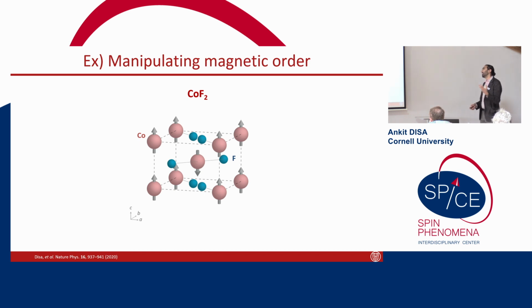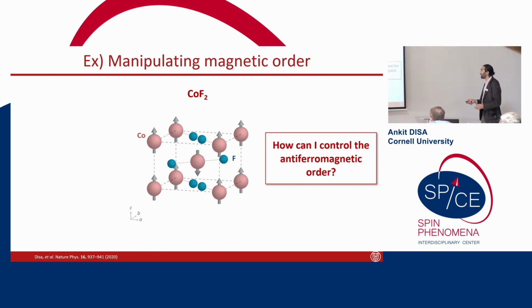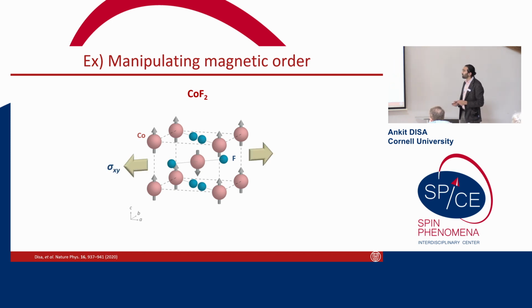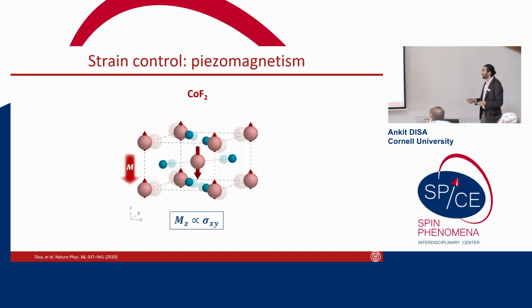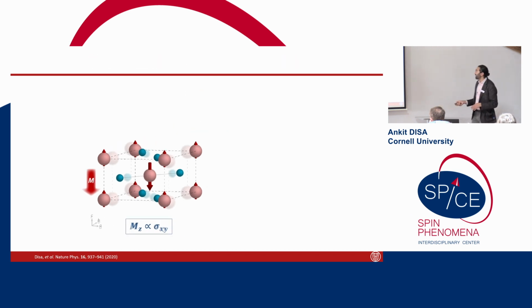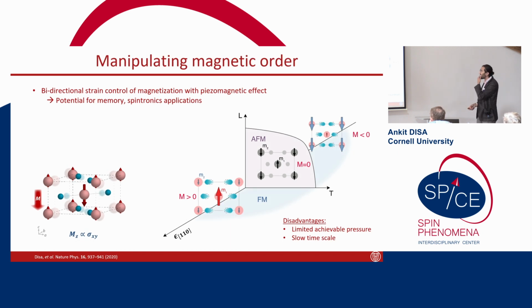But it also has a very unusual and useful property. The question we wanted to ask is how do you control the antiferromagnetic order here? If you strain the crystal uniaxially, you end up creating a magnetic moment, which is proportional to the applied stress, because you decompensate essentially the magnetic moments on the two sublattices. And this happens because essentially you change the in-plane cobalt-fluorine bond length. Okay? And so this is called piezomagnetism, like piezoelectricity. And it's a very useful property because it allows you to bidirectionally control magnetism in an antiferromagnet, which is an otherwise difficult thing to do.